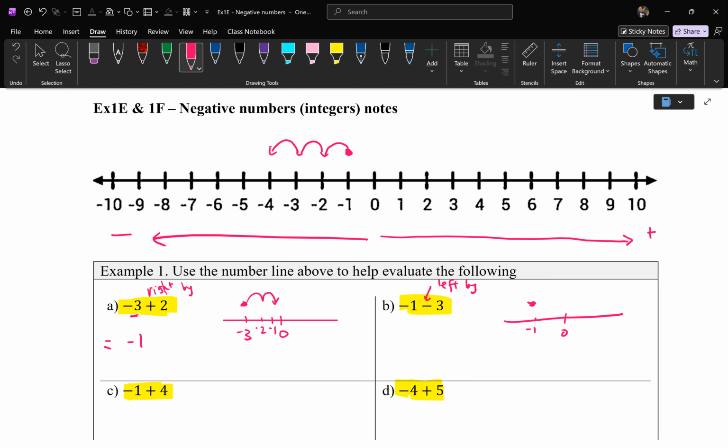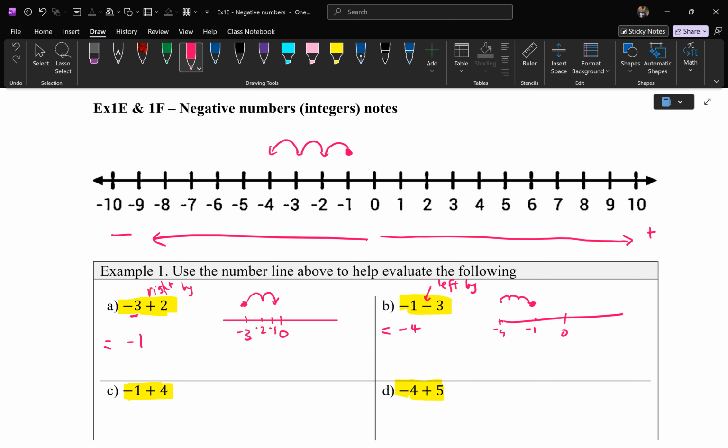So the answer for this one, so I go back 1, 2, 3. I should end up at -4. Over time, you get much better. Instead of doing the hops, you actually realize you started at 1, and because you're adding this direction, you add another 3. So 1 plus 3 is 4, and you know it's in the negative side, so you write -4.